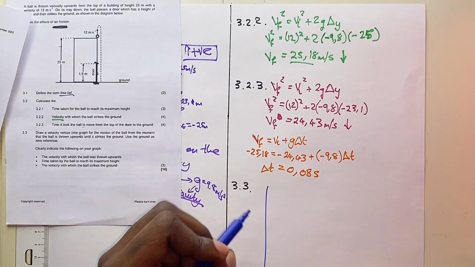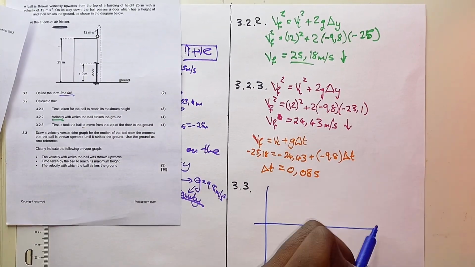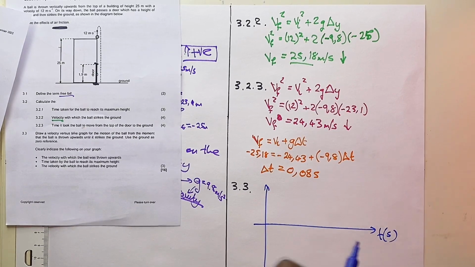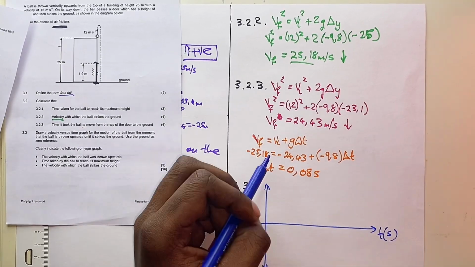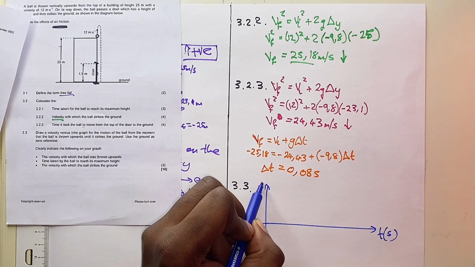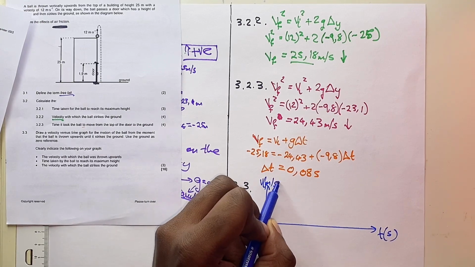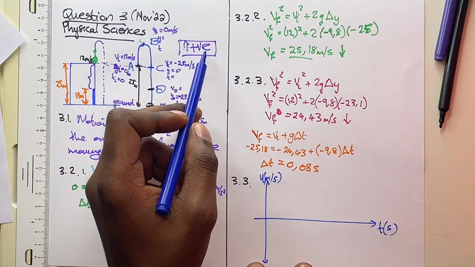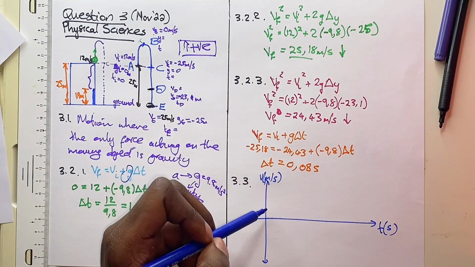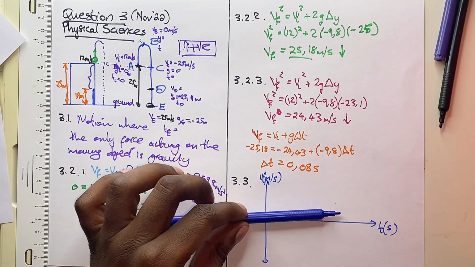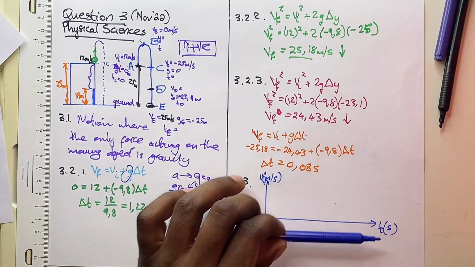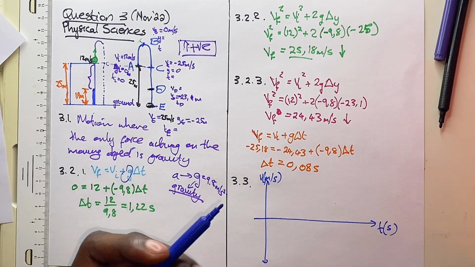I draw my axis. I know that the x-axis will be time in seconds and my y-axis will be velocity in meters per second. We said that we take up as positive. So everything that is moving upwards will be positive, above the x-axis. If it's negative, it will be below the x-axis.